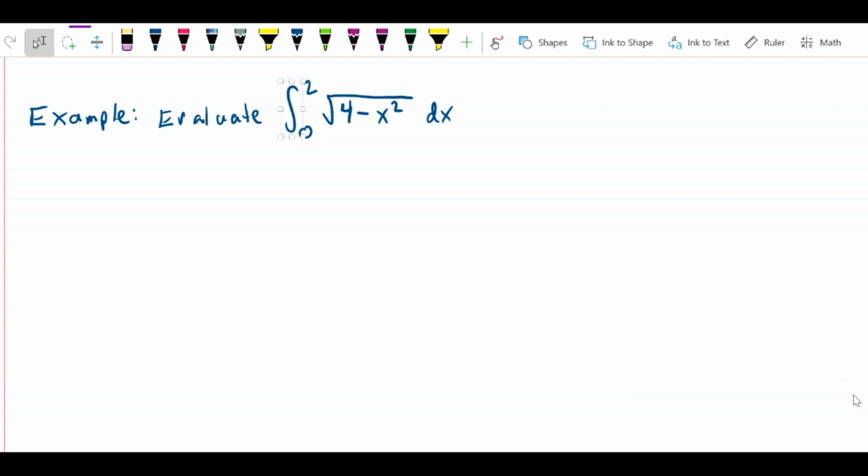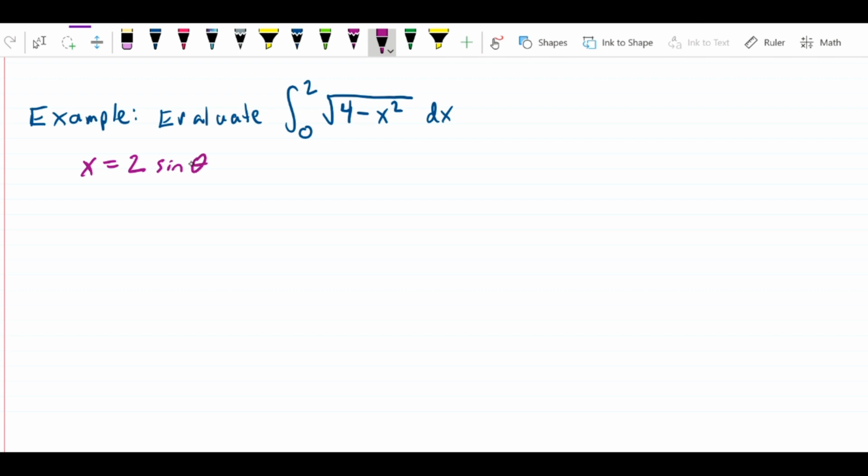I just want to do a trigonometric substitution problem involving a definite integral since we haven't done one of those yet. The problem here is to evaluate the integral from 0 to 2 of the square root of 4 minus x squared. So we'll start this the regular way. We can see that this is an a squared minus x squared type of substitution. So we'll just let x equal 2 sine theta.